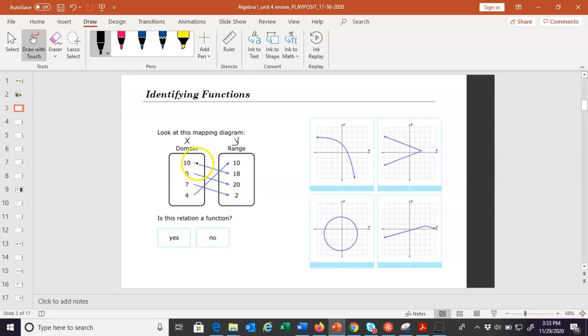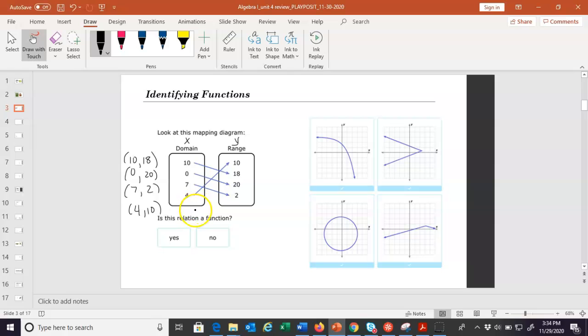So here we have 10 mapping to 18. Another way to think about that is it's a coordinate point, (10, 18). And 0 maps to 20, so (0, 20). So a mapping is just another way to write coordinate points, or another way to write a table, or another way to write a graph. They're all just different ways that you can represent a function.